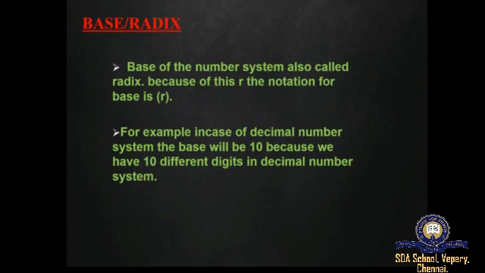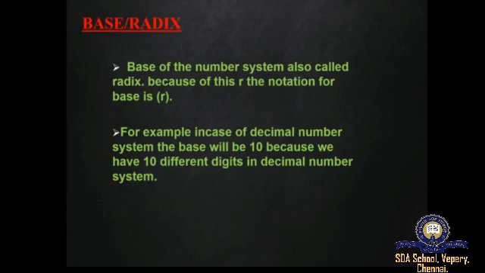The base of a number system is also called the radix. The notation for base is r, the small r. For example, in the case of the decimal number system, the base will be 10 because we have 10 different digits in the decimal number system. If we know the base value, we can find the different numbers in the number system.